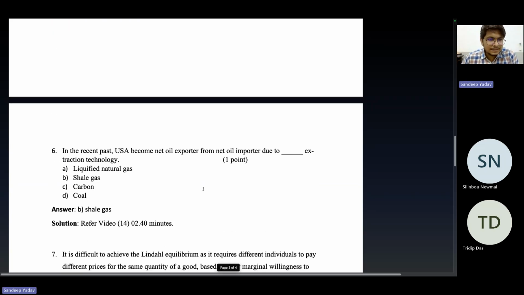Now moving to question number 6. In the recent past, the USA became a net oil exporter from being a net oil importer, because they found shale gas. That's the shale gas extraction technology. For that, they have become the net oil exporter.